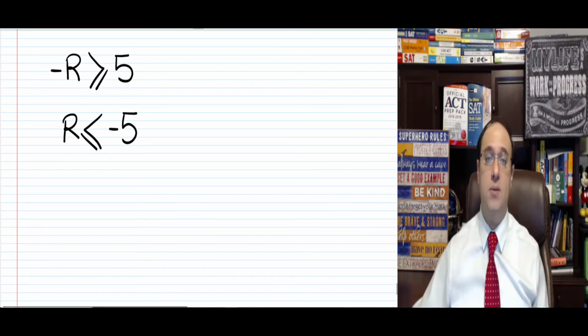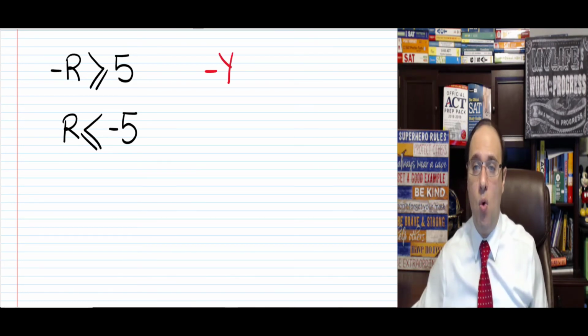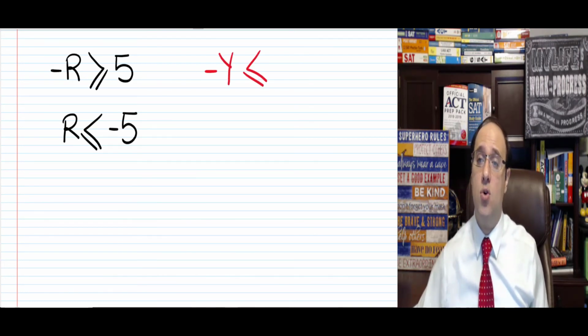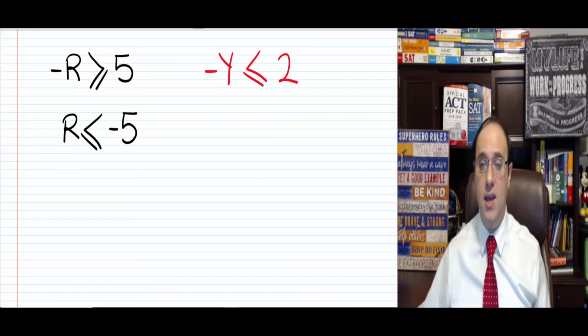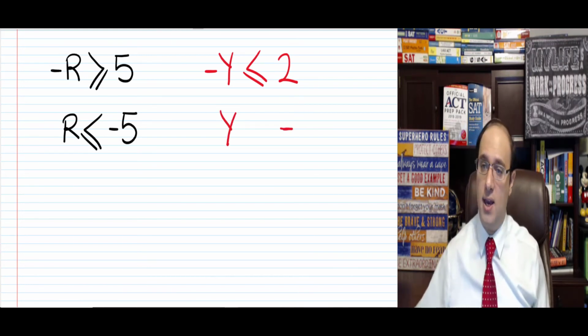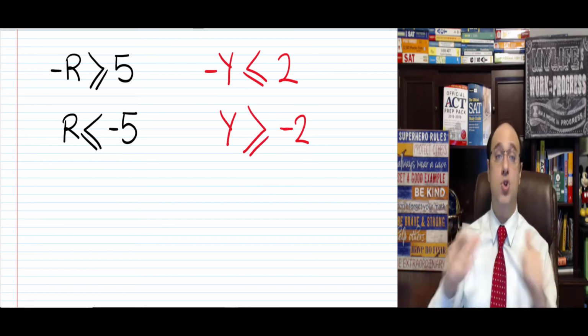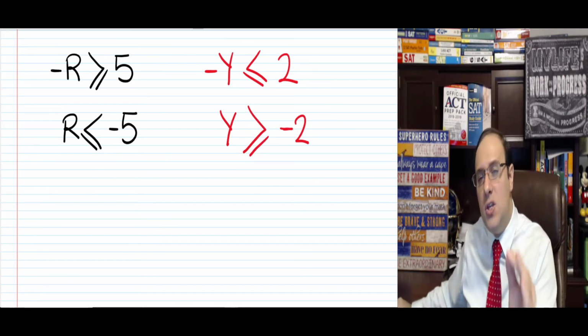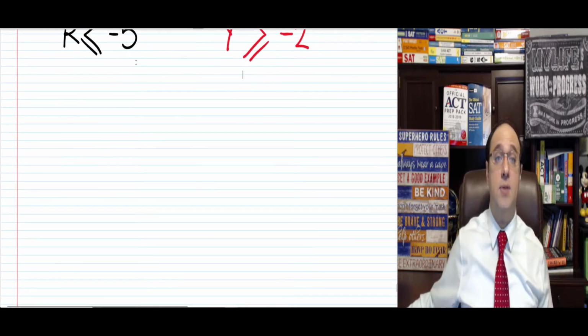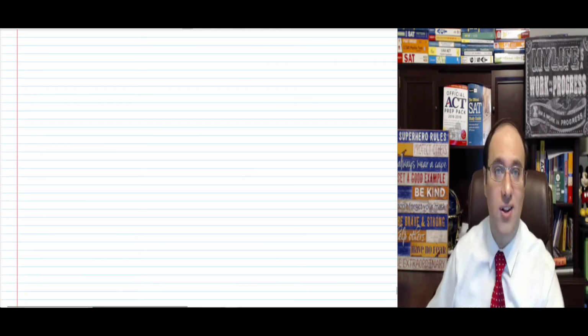Another easy one really quickly. Negative y is less than or equal to 2. Okay, positive y, negative 2. But remember, you have to reverse the sign. Super. Okay, let's take this a step further. Still very easy. What if I have an inequality like this?